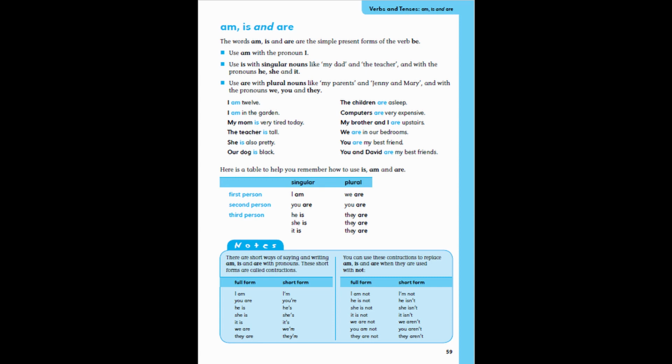I am in the garden. Computers are very expensive. My mom is very tired today. My brother and I are upstairs. Now, here, look at that. This sentence is grammatically correct. Why? Because my brother is upstairs and I am upstairs are both correct, right? But if I had turned it around, I and my brother, or instead said me and my brother, now, me is upstairs or me are upstairs can't be correct, right? Okay, so that's the reason why you always say my brother and I are upstairs.